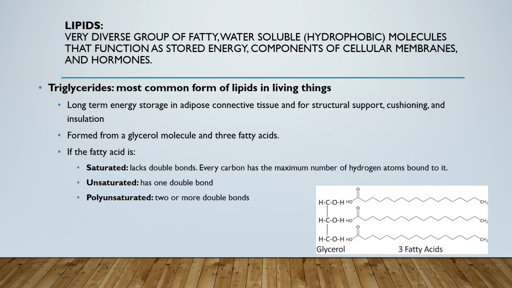Fatty acids vary in length, commonly ranging in number from 14 to 20 carbons, and may differ in the number and position of double bonds between the carbons in the chain. The types include saturated, where there are no double bonds, and every carbon is fully bonded with hydrogen atoms; unsaturated, which contains one double bond; and polyunsaturated, which contains 2 or more double bonds.